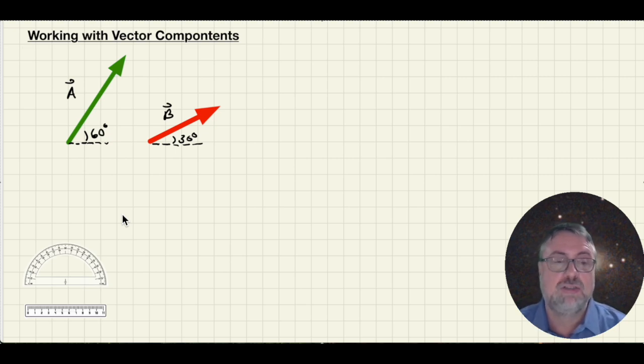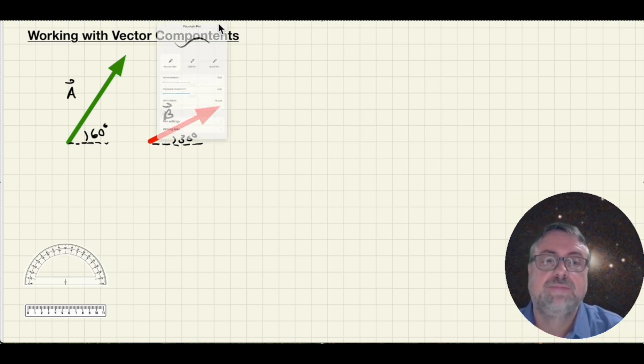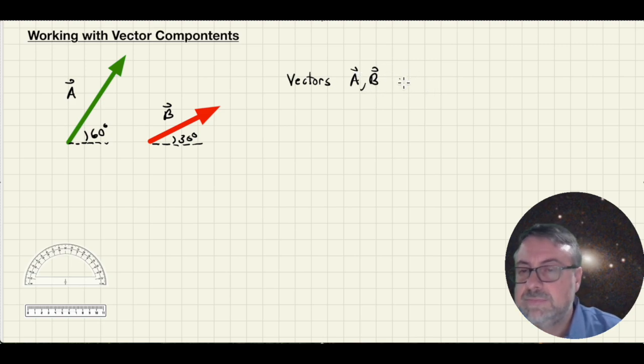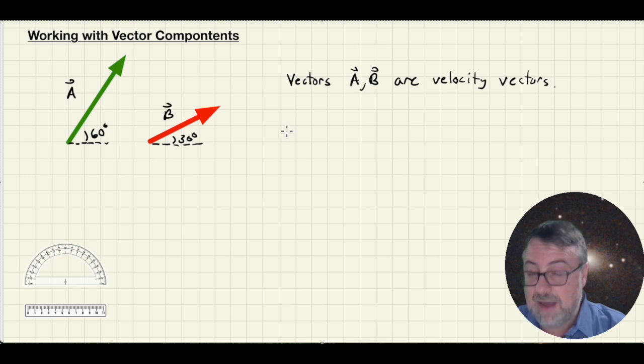I have used the protractor to measure the angles. Vector A is at 60 degrees to the horizontal. Vector B is at 30 degrees to the horizontal. Now I want to define what these vectors are. So let's say that these vectors A and B are velocity vectors. Now, I'm not going to worry about the scale because we're not going to actually calculate the result graphically.